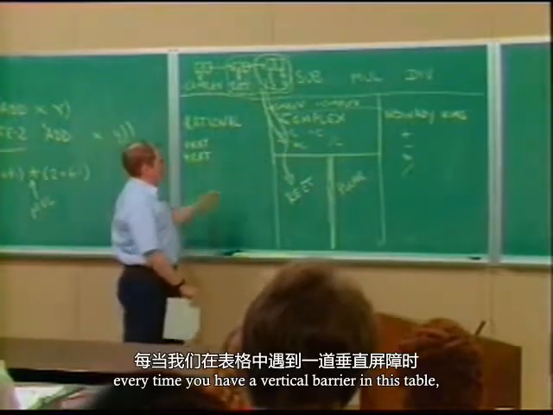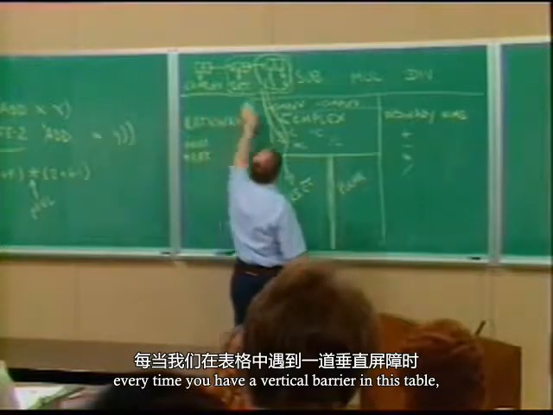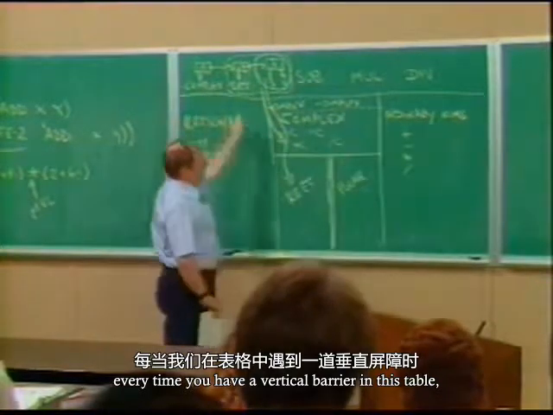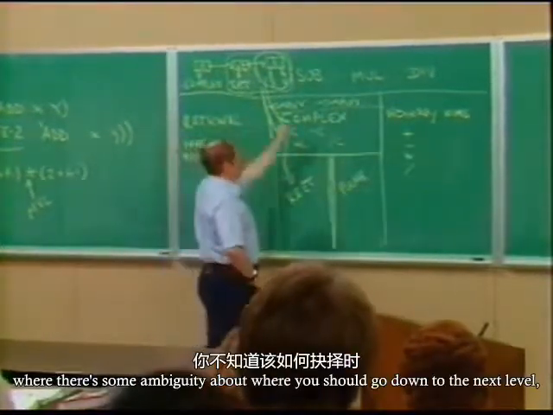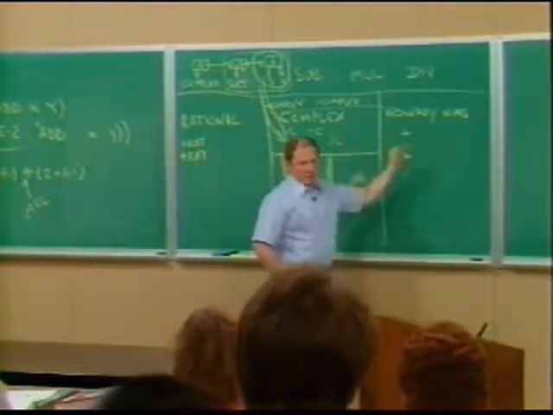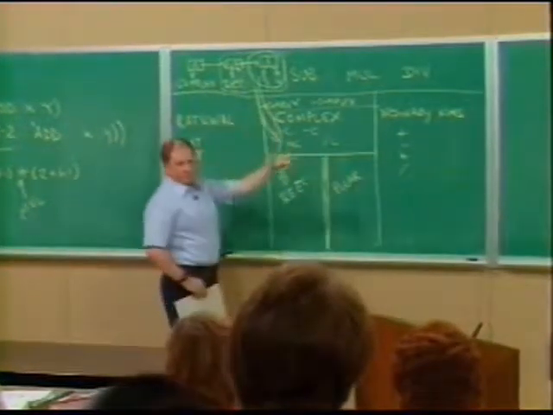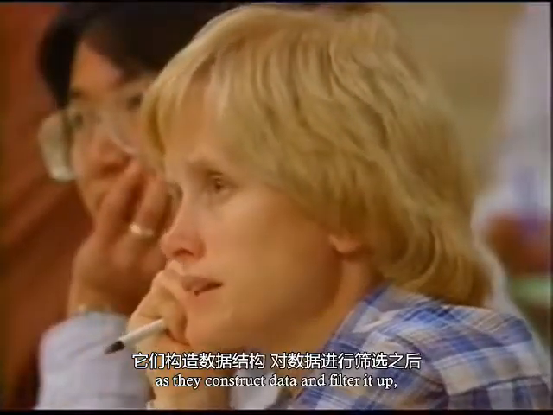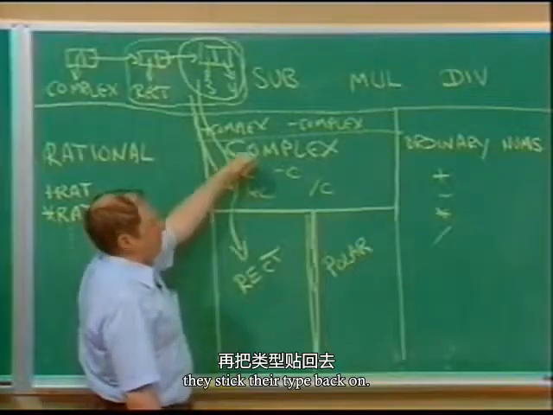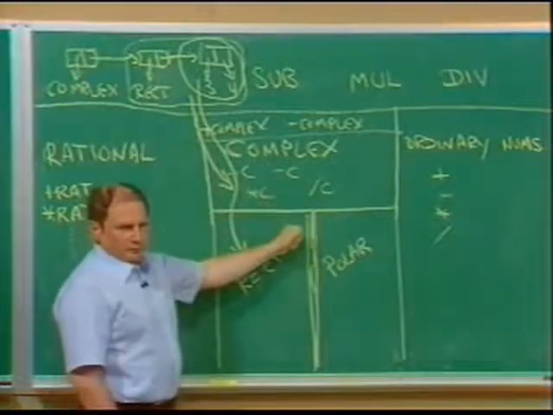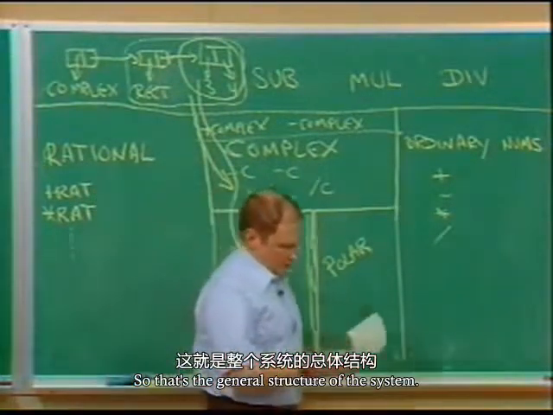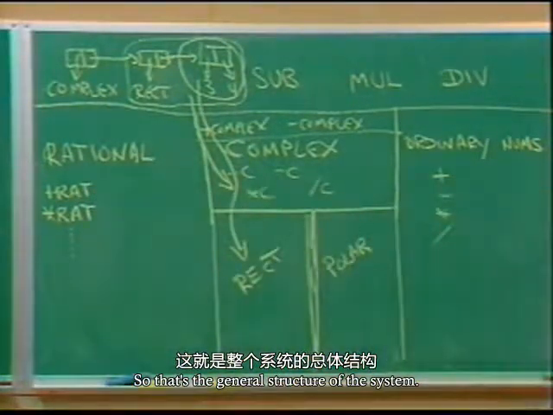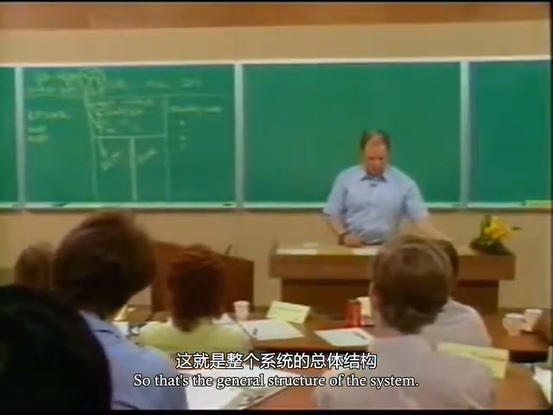And what a type tells you, every time you have a vertical barrier in this table where there's some ambiguity about where you should go down to the next level, the type is telling you where to go. And then everybody at the bottom, as they construct data and filter it up, they stick their type back on. Right, so that's the general structure of this system.